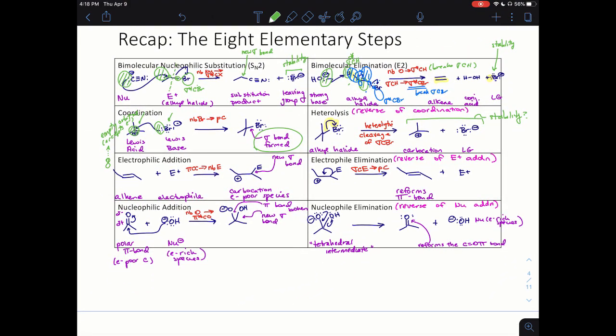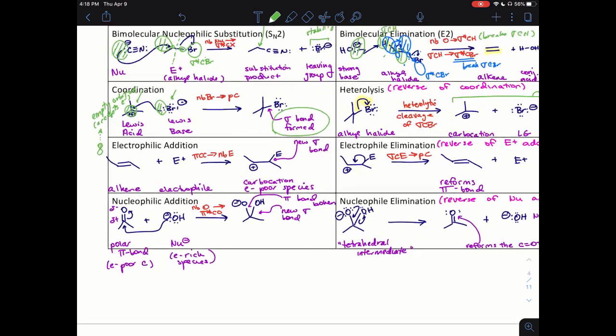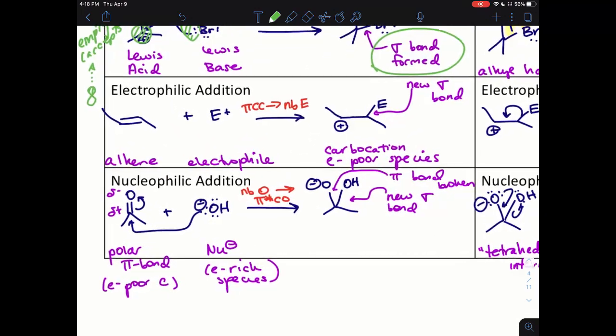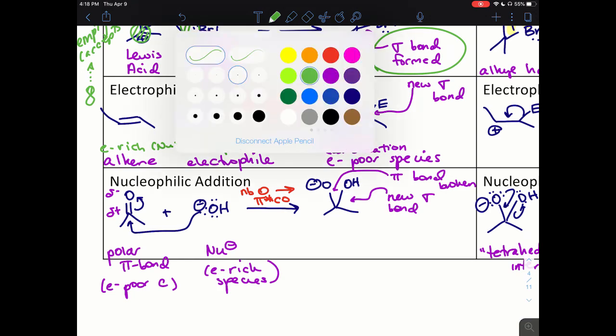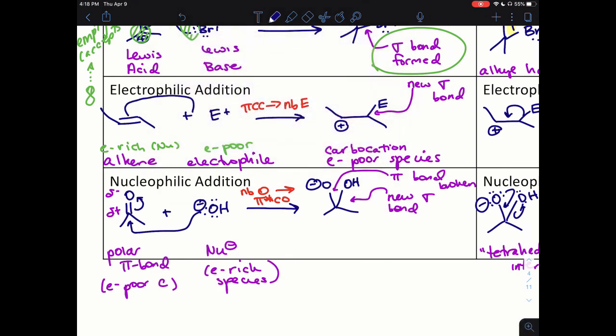Okay, electrophilic addition. So we have an alkene plus an electrophile. Our alkene is our electron-rich species. It'll be our nucleophile. And then the electrophile is our electron-poor species, and I've kept it generic here. Then we have these pi CC electrons making a bond to some empty orbital on the electrophile. So you make a bond.